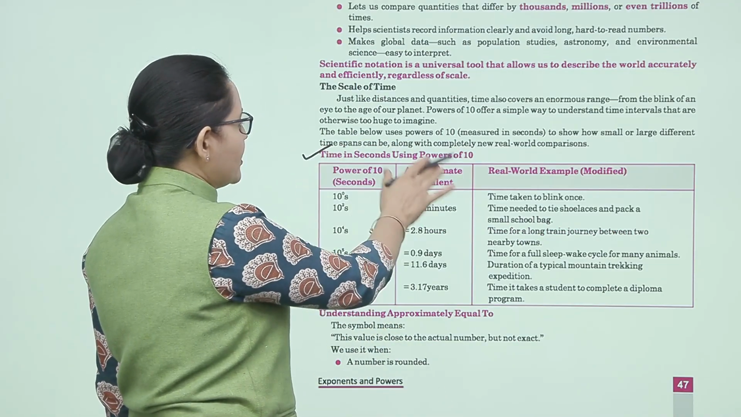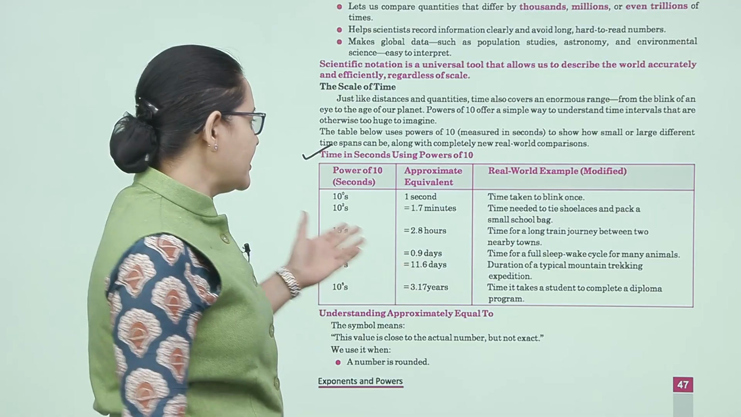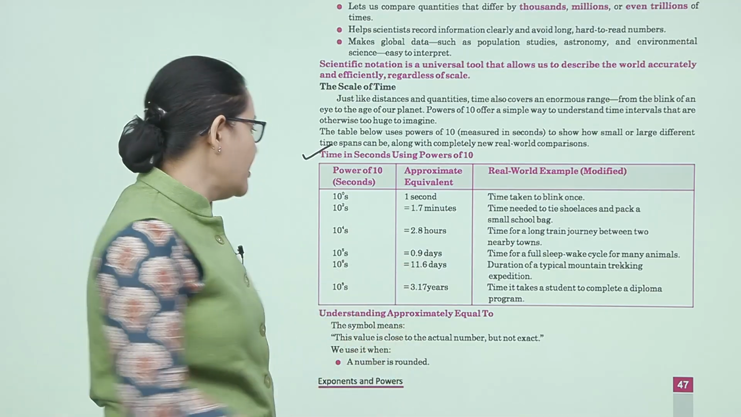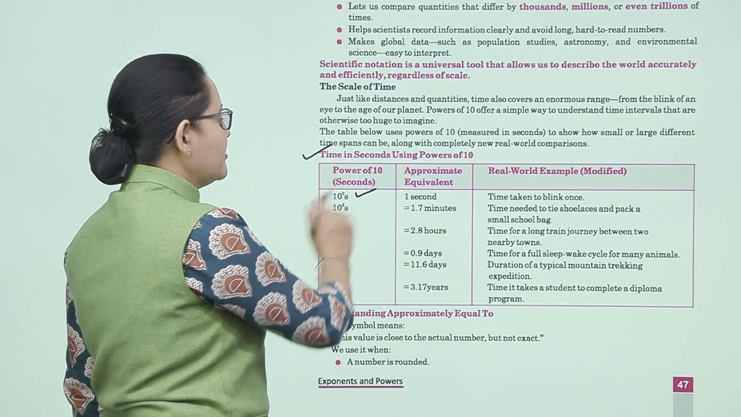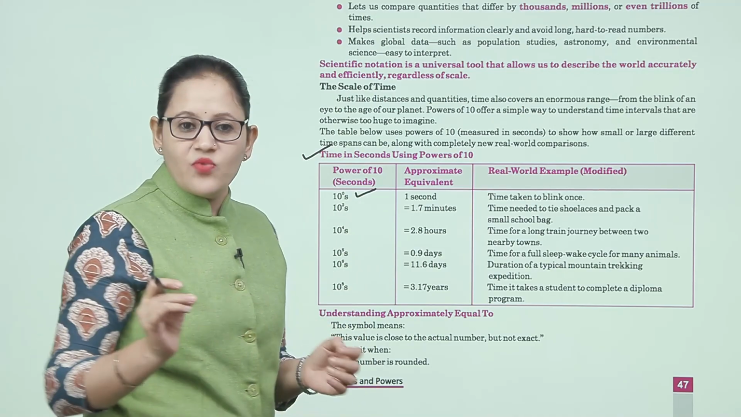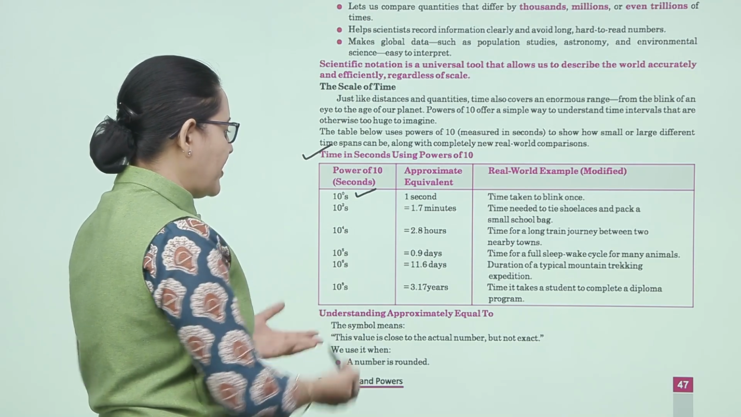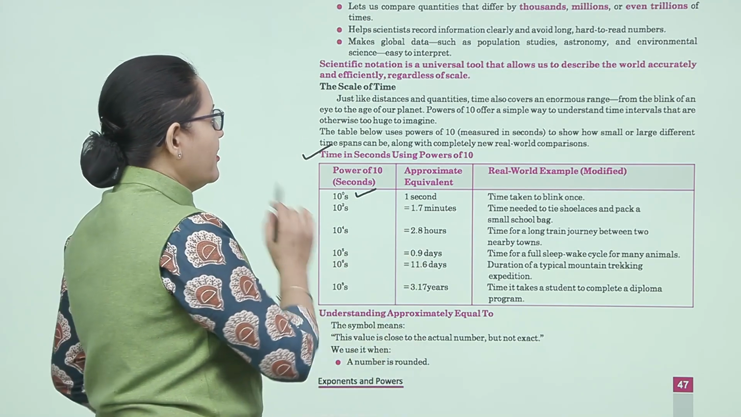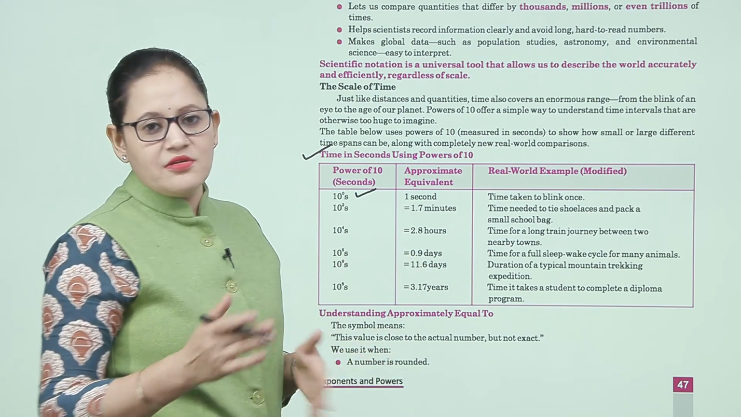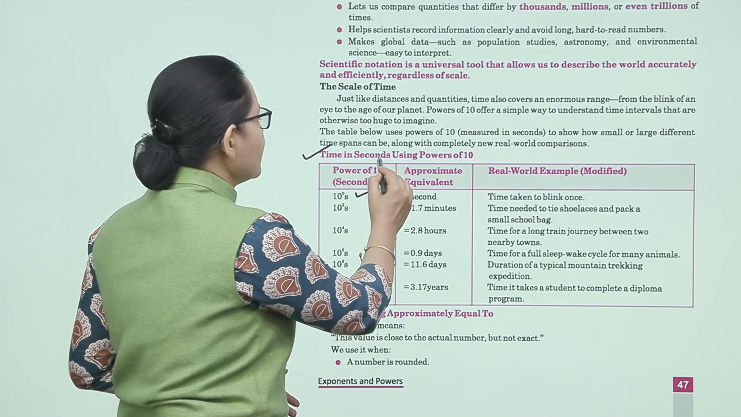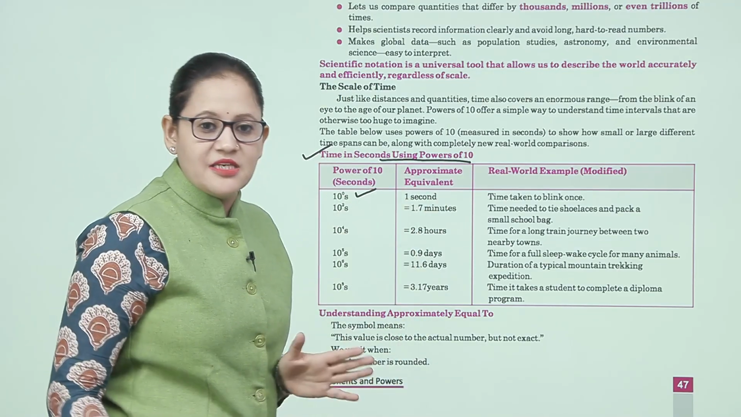Time in seconds using power of 10. So here you can see time is expressed using power of 10. 10 to the power 0 seconds means 1 second, the time taken to blink once. 10 to the power 2 seconds, 10 to the power 4, 10 to the power 5 seconds. So here the second is expressed using the power of 10. You can see the table.